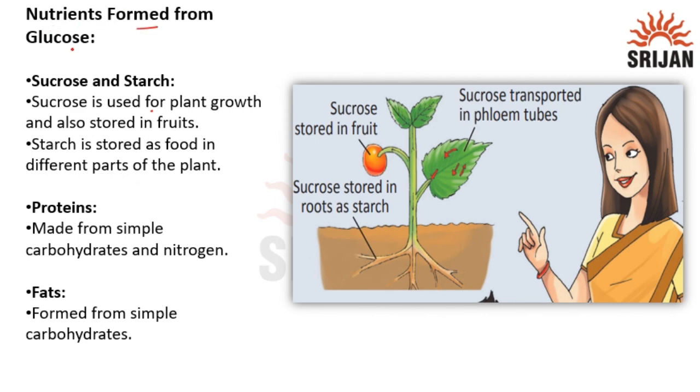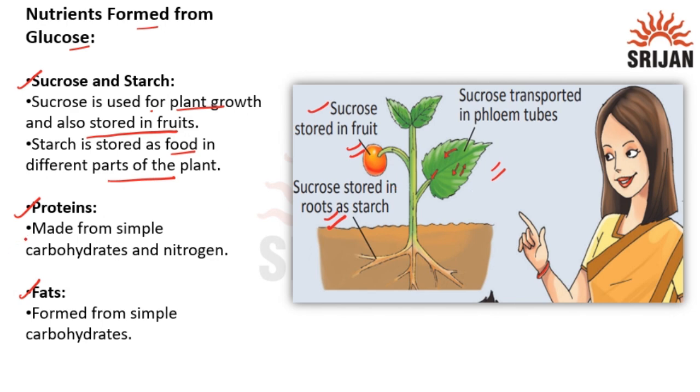Nutrients formed from glucose: sucrose and starch, proteins and fats. Sucrose is used for plant growth and is also stored in fruits. Starch is stored as food in different parts of the plant. So sucrose is stored in fruits, stored as starch in roots, and transported in phloem tubes to all parts of the plant.